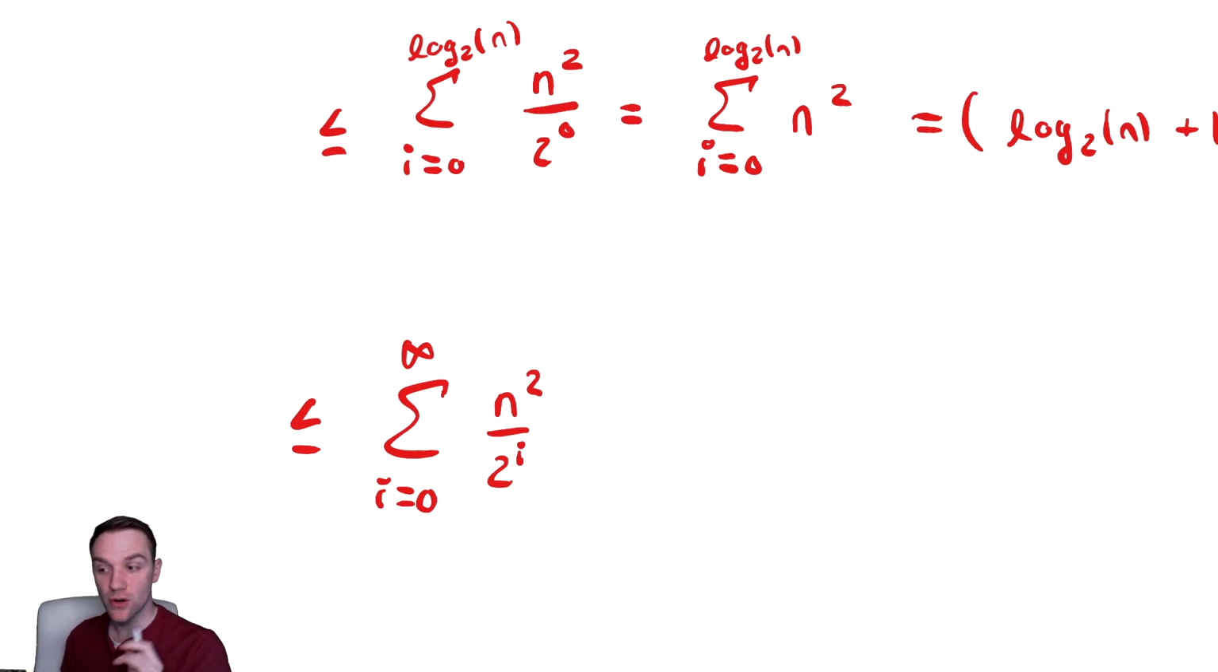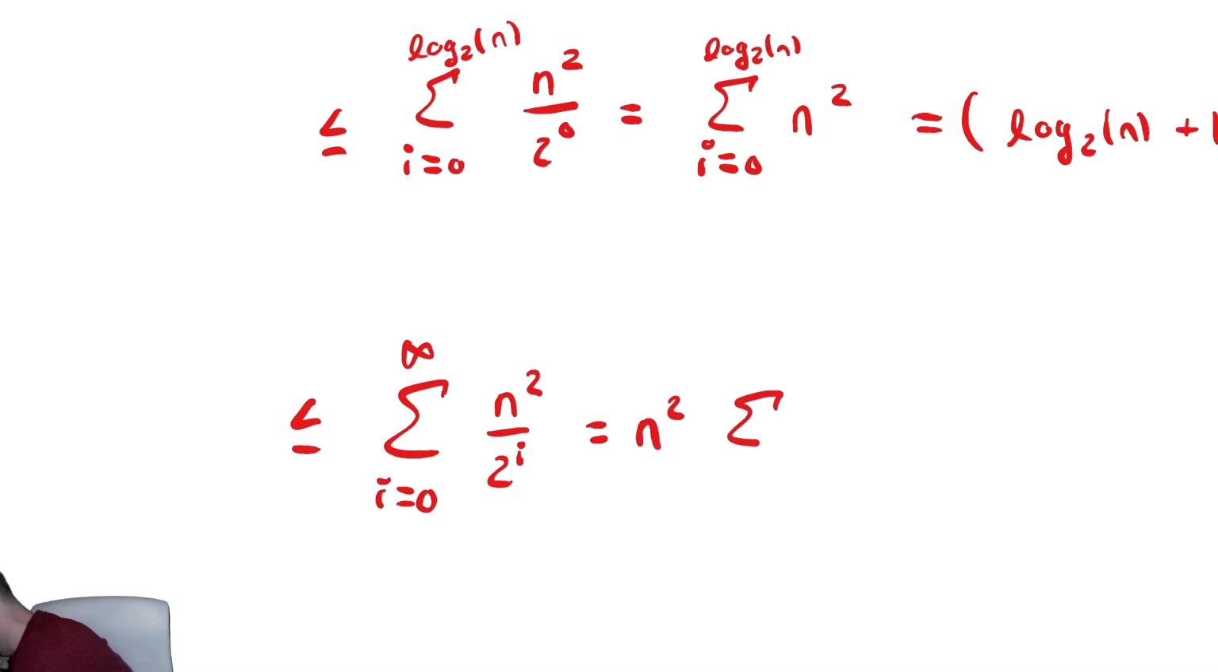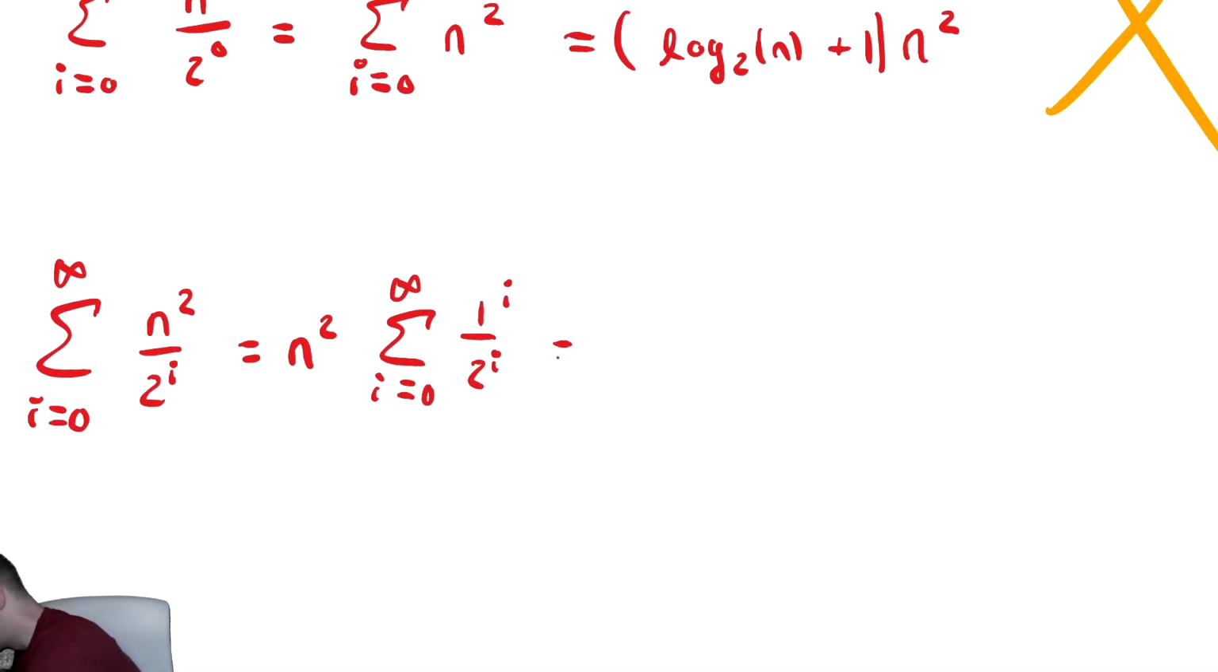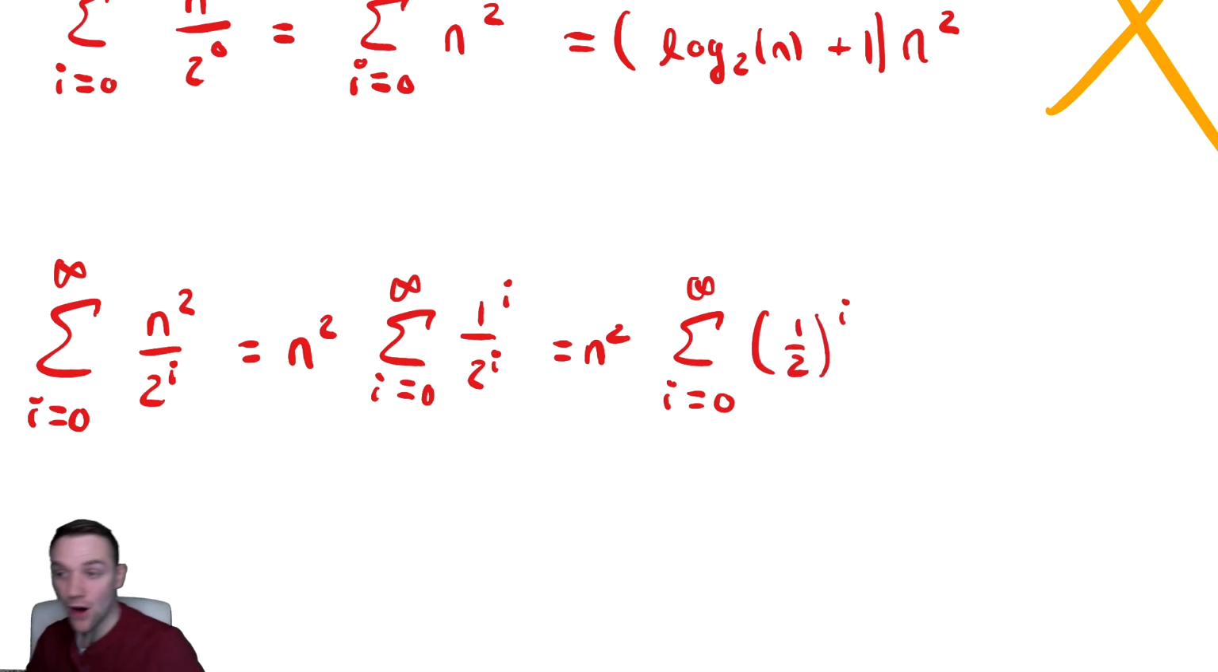Now, let's try and use our infinite geometric series formula that we mentioned before. This is equal to, I'm going to factor out the n squared, then we have the sum from i equals 0 to infinity of 1 divided by 2 to the i. Just as we saw before, we can write this as 1 to the i, because 1 to any power is 1. So it's equal to n squared times the sum from i equals 0 to infinity of 1/2 to the i. And now we have a formula for an infinite geometric series.